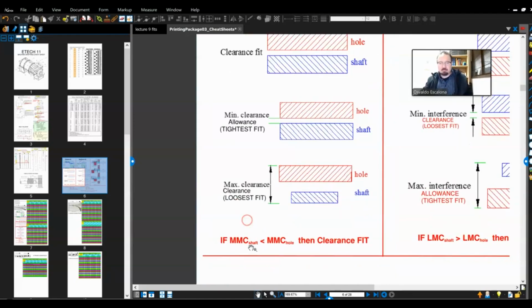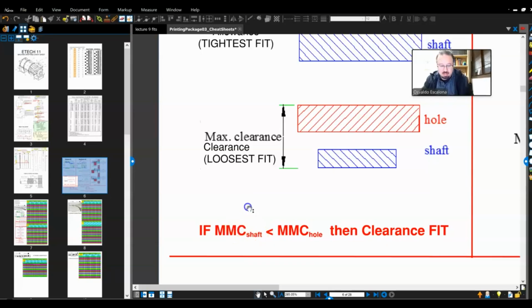Now, mathematically, the shaft MMC will be the more material that I have. What is the shaft MMC? The big pin. Big pin. Thank you, Sabrina. The hole is the small hole. Remember, the maximum condition of a hole is when I have the most material, which is when I have a smaller hole. If I were to have a small hole and a big pin, and even after I got the big pin, I can put it into the small hole, that means I will have clearance fit.